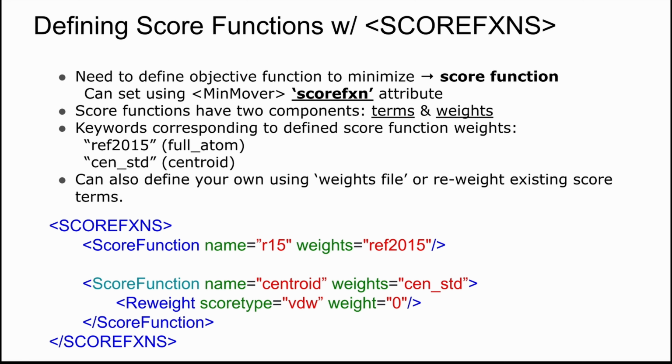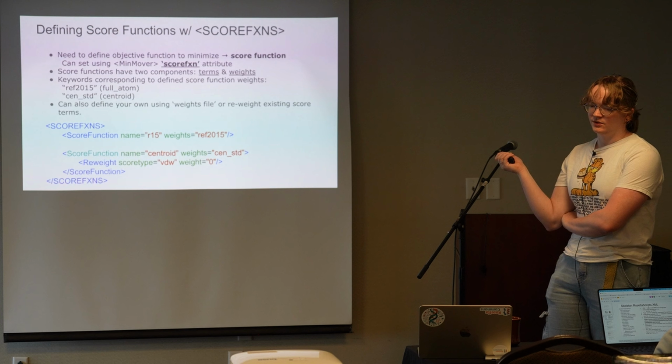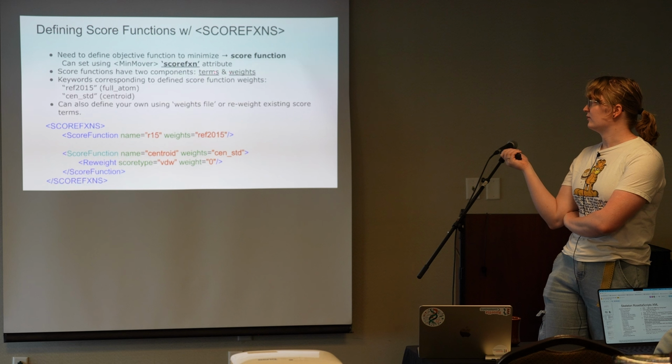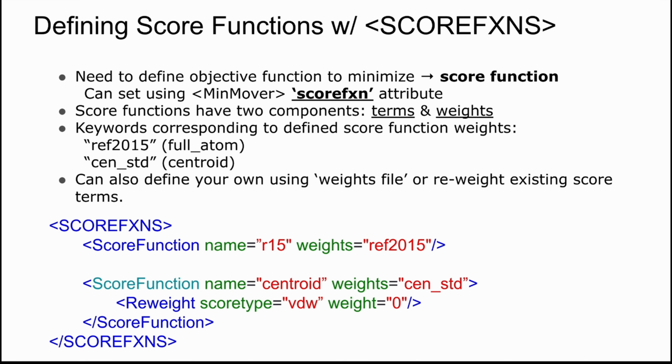So starting with the score function. We do need a score function because that's how we're going to be minimizing our pose and all those sorts of things. For movers, you can set a score function attribute. Score functions have two components, terms and weights. You can use keywords to preload a known score function like ref15 or centroid. You can also use your own weights file, or you can take an existing score function and reweight it or tailor-make it to whatever you need.